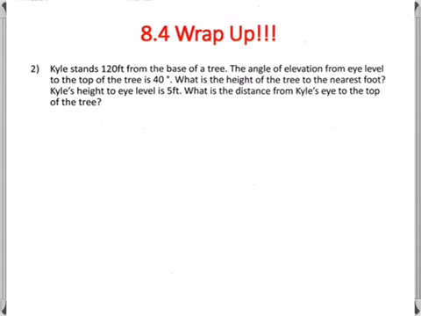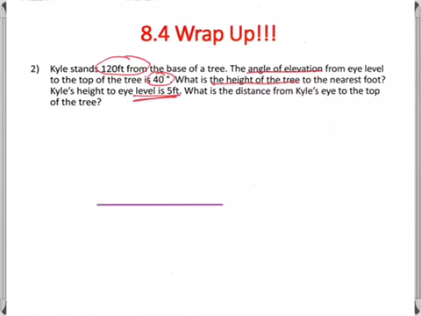Kyle stands 120 feet from the base of a tree. The angle of elevation from the eye level to the top of the tree is 40 degrees. What is the height of the tree to the nearest foot? Kyle's eye level is 5 feet. So let's just worry about solving that first problem. We want to find the height of the tree using an angle of elevation.